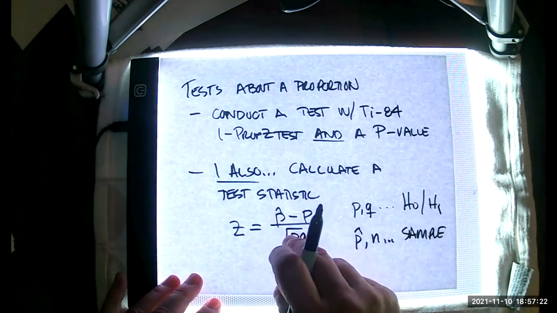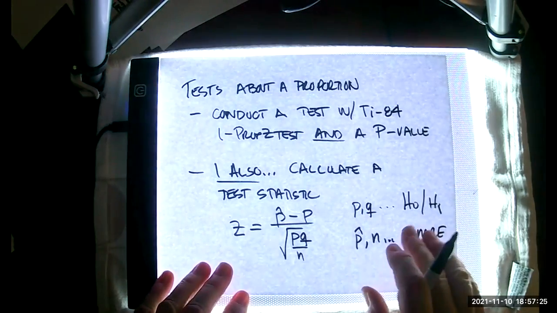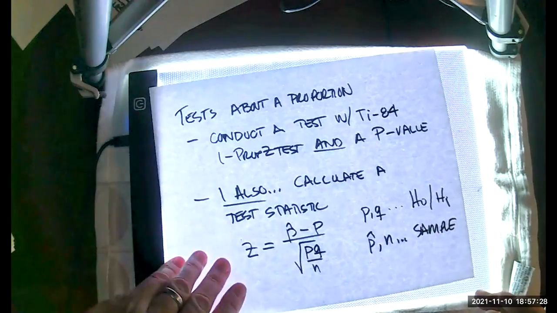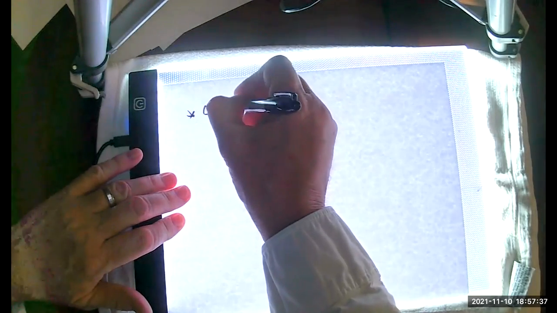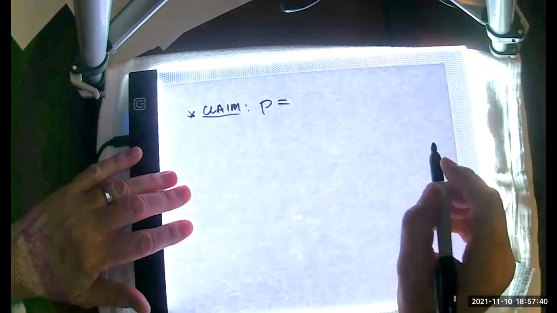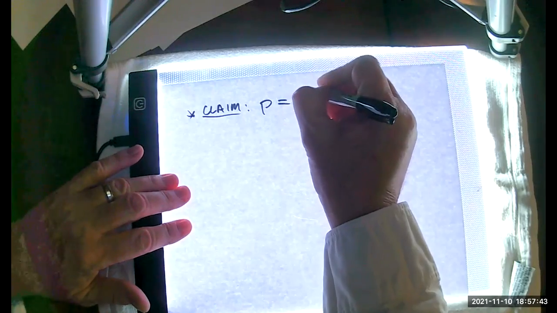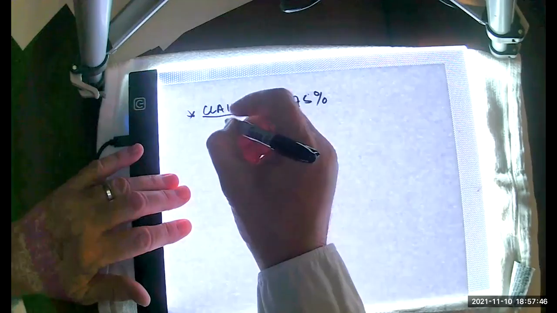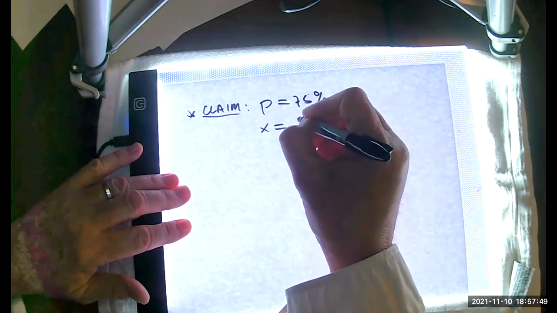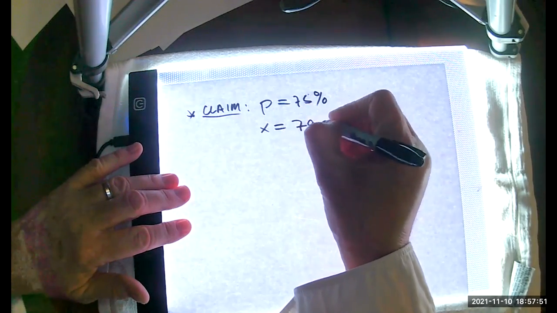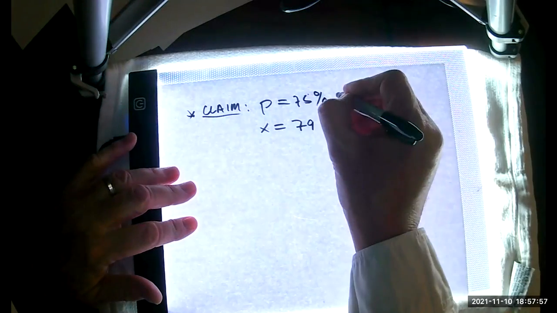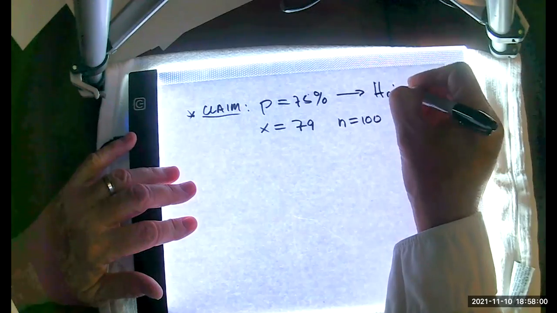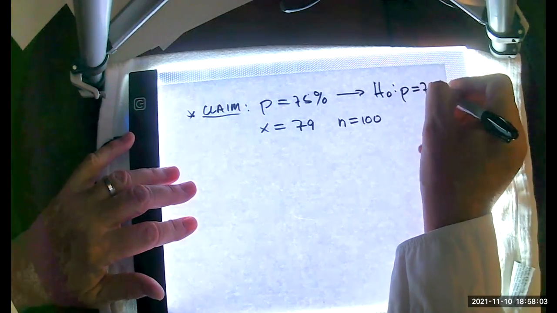Let me show you that you can get the test statistic both ways. I've already done it this way, and I want to run through the keystrokes one more time. Then I also want to show you how you can use the one prop Z test to get the same test statistic. So here's data. Claim: p equals, I don't know, 75%. I'm making this up on the fly. We have some data: X is equal to 79 and n is equal to 100. By the way, that claim is the null hypothesis, p equals 75%.